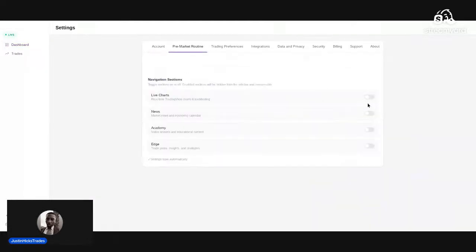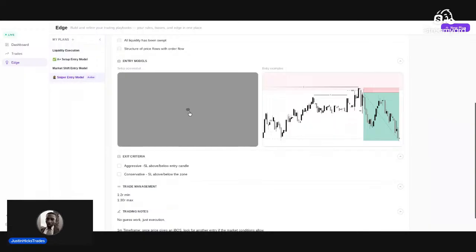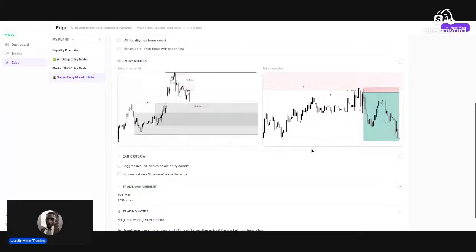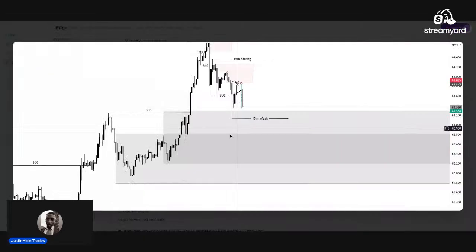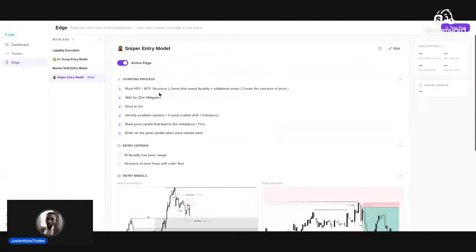But let me show you this real quick. This is also my entry model. Where is the screenshot here? There it is. All right, this is my entry model. The same thing that I just did, honestly. My high time frame structure is on some liquidity. I'm creating narrative of price. Wait for my 15-minute mitigation. I'll drop to my 1 minute.